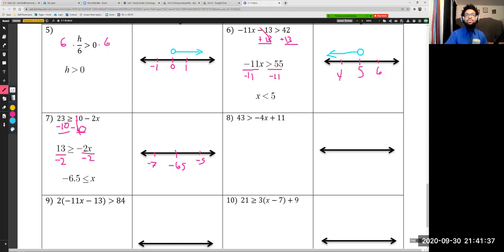I'm going to put a circle here. Is it open or closed? This has an equal to in the inequality. It's a greater than or equal to, or it's a less than or equal to. So we're going to fill that circle in. Ooh, coloring on this is not the easiest. Fill that circle in, and then we're going to look at which way it's pointing. It's pointing to the left. So we're going to fill in.